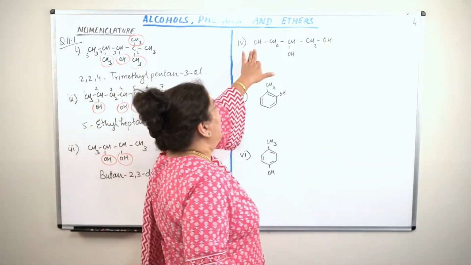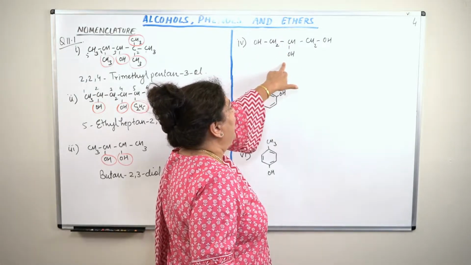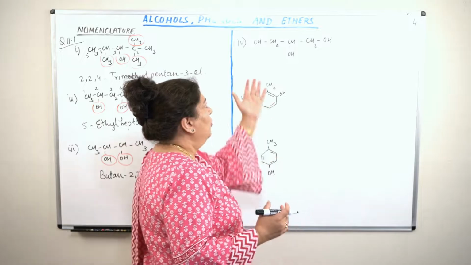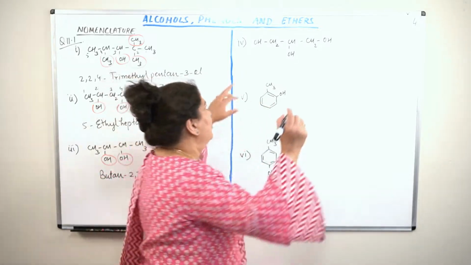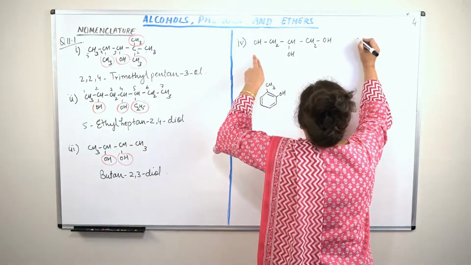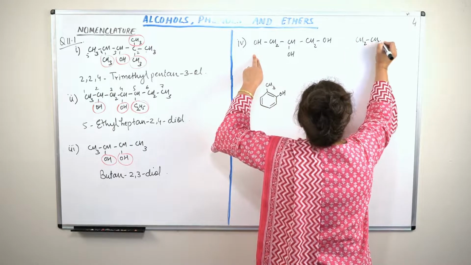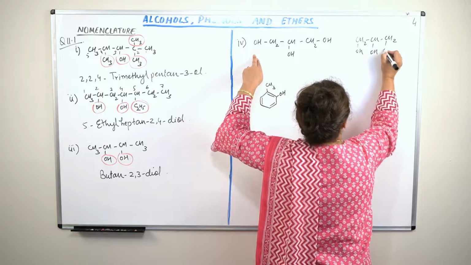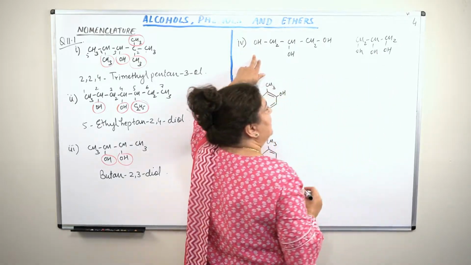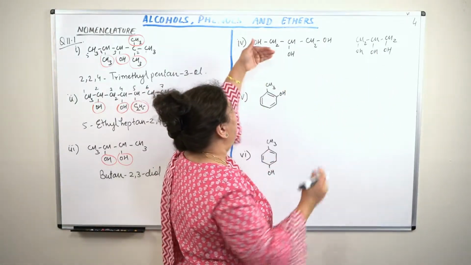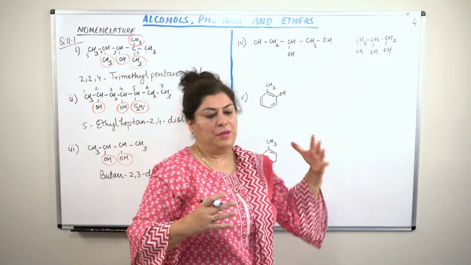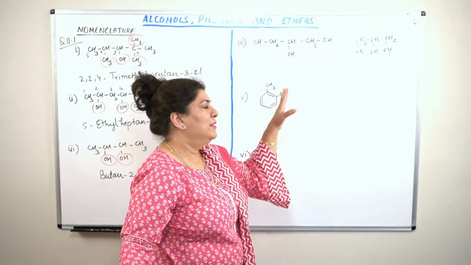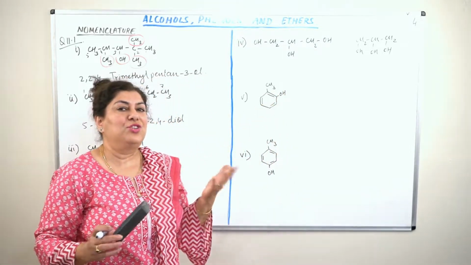Compound 4, OH, CH2, CH, OH, CH2, OH. This is nothing but glycerol. Only it has been written in a manner to confuse you. You know how it is written otherwise? CH2, CH, CH2, OH, OH, OH, which we say is glycerol. Here the OHs have been written in a way that intentionally they try to confuse you, while the compound is actually very simple.